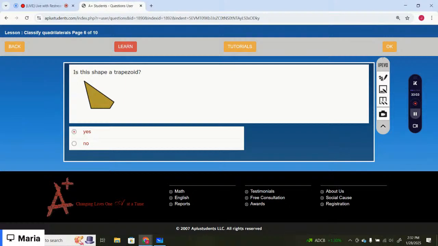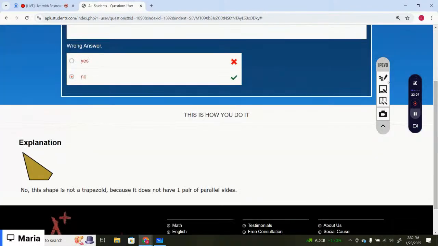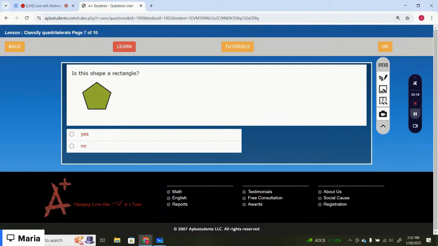I think yes, that is a trapezoid. Why no? Okay, the trapezoid has one pair of parallel sides, so that is not a trapezoid. The correct option is no. Is this shape a rectangle? No, that is not a rectangle.